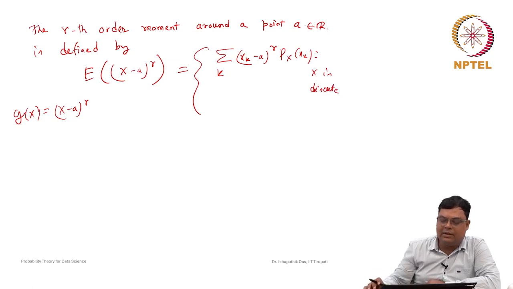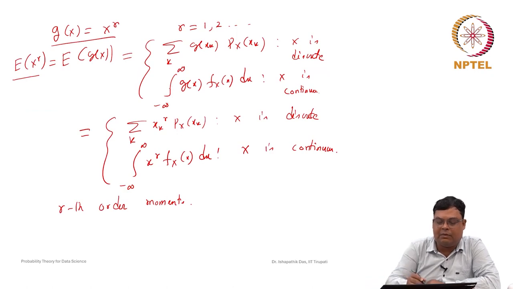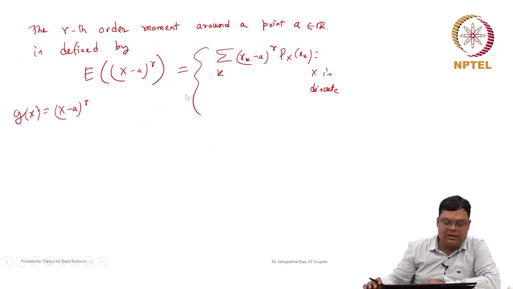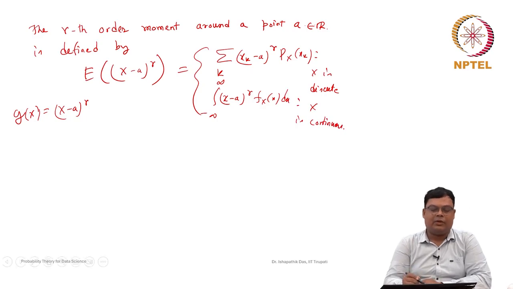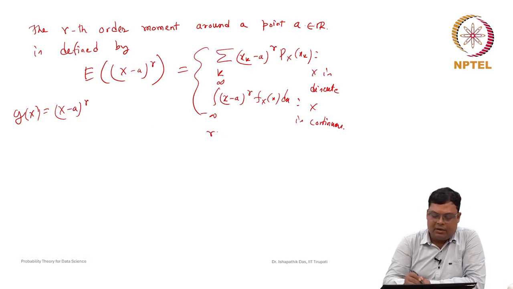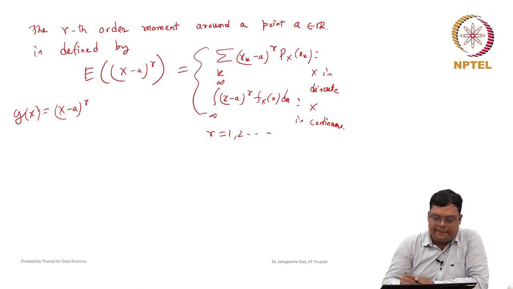Now, whenever it is the continuous case, it is the integration from minus infinity to plus infinity of g(x) f_X(x) dx. For this case g(x) is (x minus a) whole to the power r, so this is the integral from minus infinity to plus infinity of (x minus a) whole to the power r f_X(x) dx whenever X is continuous. This is the rth order moment, where r is 1, 2, like this. For example, r equal to 1 is the first order moment, and you can show that it will be 0. Later we will check that. This is why it is important.